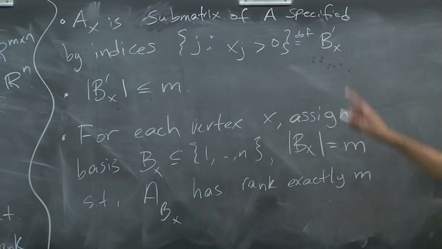So the point is that if B prime x had size less than m, that means I can augment it by adding more columns to make it have full rank. I'm assuming that A has full row rank, because there's no point in having redundant rows in A. This would be redundant constraints, and you can filter that out in preprocessing. Either redundant constraints or obvious infeasibility.